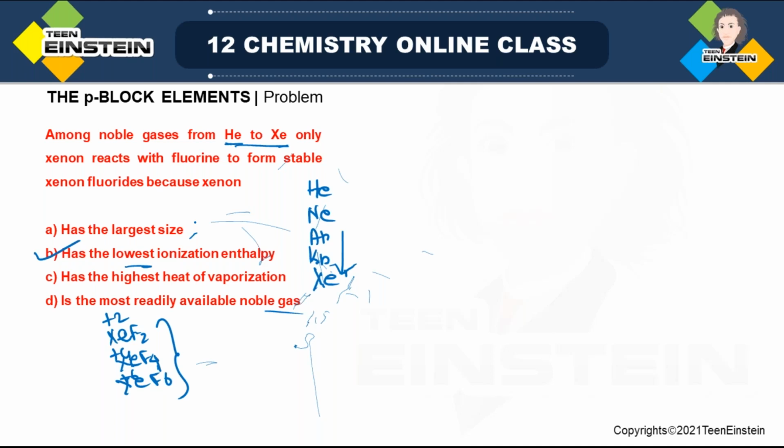in reaction. Another 2 reasons, that is high heat of vaporization, this is not correct, and most readily available noble gas. Now the statement itself is not correct because the most available noble gas is not xenon. If you consider natural occurrence in air, considering all the gases, noble gases are around 1%, and among this 1%, argon is the most available. So xenon is not most available. Okay, correct option, second one.